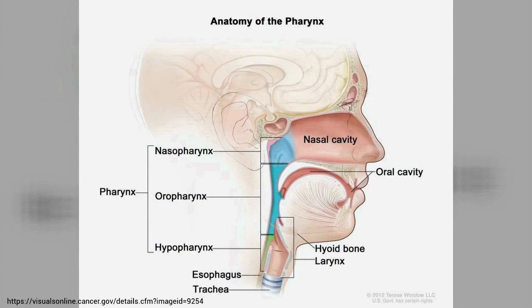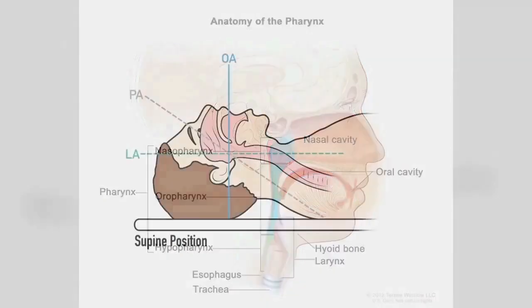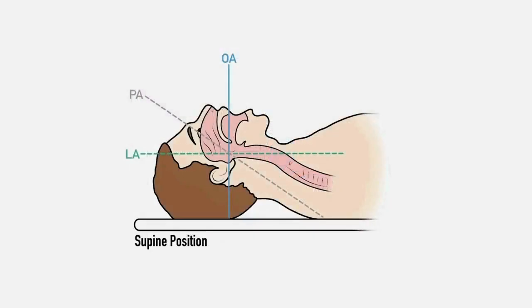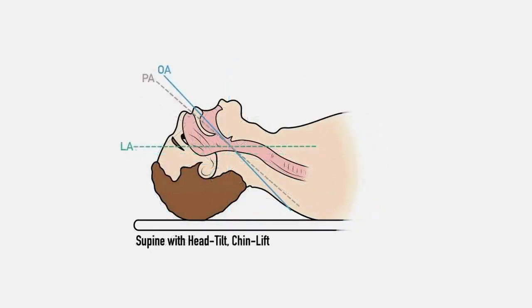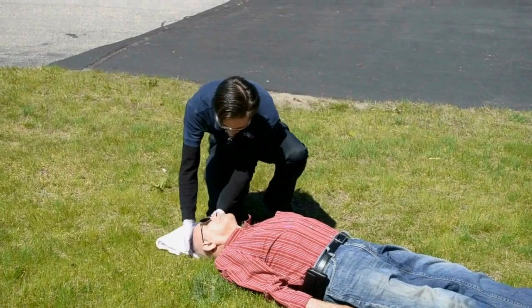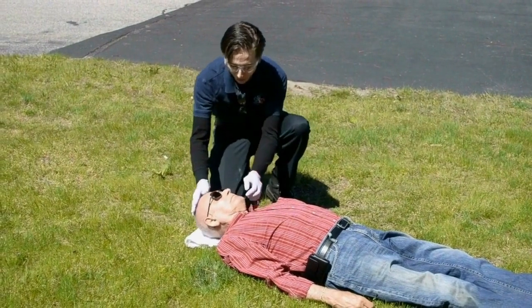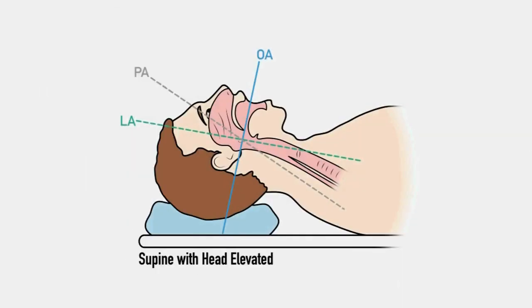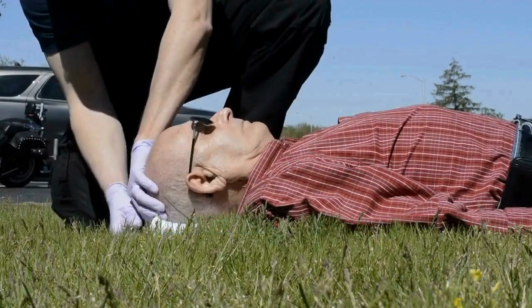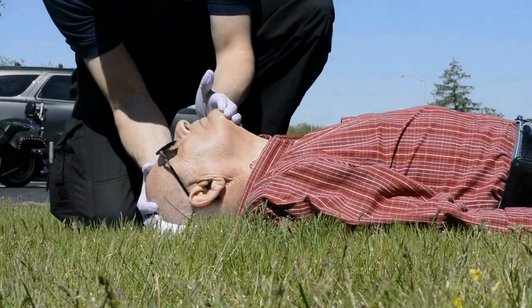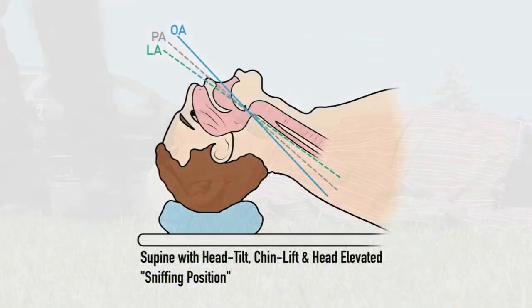In order for air to enter the lungs, it must pass through the oral cavity, pharyngeal space, and into the larynx. Think of these lines of air travel as axes. When the axes are aligned, airflow into the lungs is more direct and thus easier. The head tilt chin lift procedure aligns the oral axis and the pharyngeal axis, but not the laryngeal axis. When the head of the adult patient is lifted a couple inches, the pharyngeal and laryngeal axes are aligned. To align all three, elevate the patient's head on a folded towel. Then perform the head tilt chin lift. This is called the sniffing position and provides the most open airway.